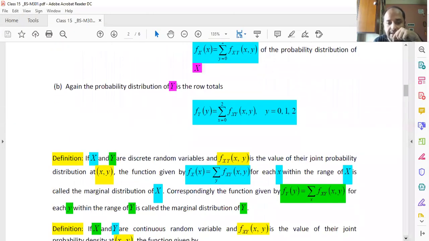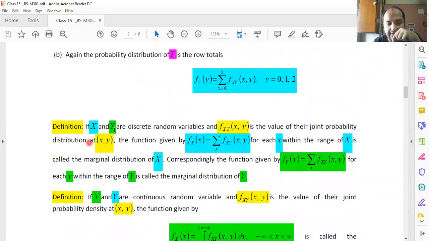So the definition now goes like this. I'm reading it out once again for you. The definition says that if capital X and capital Y are discrete random variables, and f_XY(x, y) is the value of their joint probability distribution at the points (x, y), the function given by this summation form, the summation over y for each x within the range of X, is called the marginal distribution of X. Correspondingly, the function given by this, the summation over x for each y within the range of capital Y, is called the marginal distribution of capital Y. Okay, this is for the discrete case.